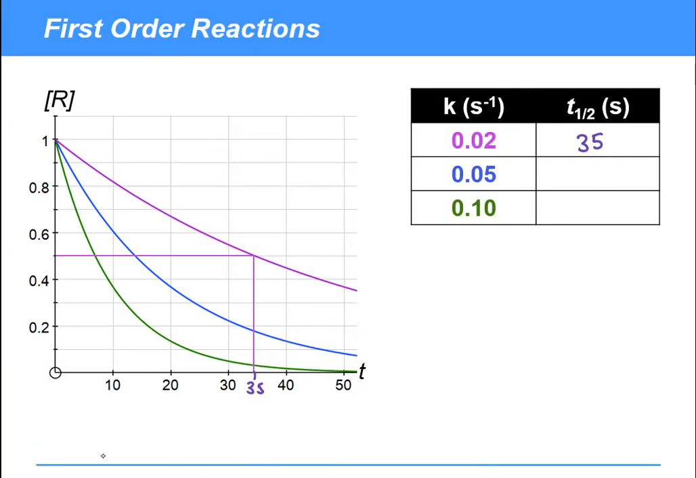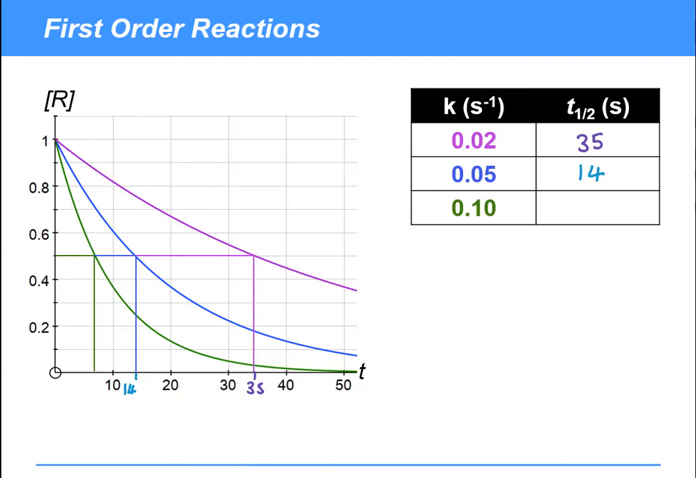Now, let's think about this blue reaction here. So I've used instead a k value of 0.05 in this case. We've got a reaction which we would call faster. Obviously it's going to be slower towards the end, but initially at least it's going to decay more quickly. So that's what the rate constant does. And if we find the half-life there, it's around about 14.